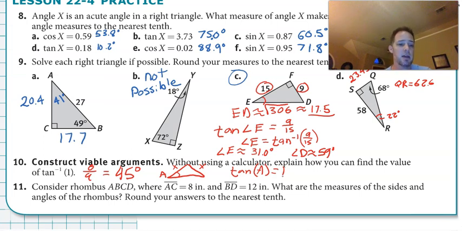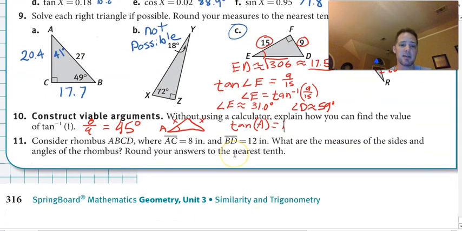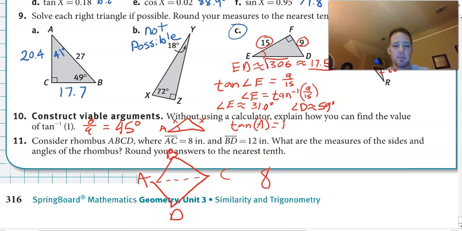All right. Number 11 says consider a rhombus ABCD where AC equals 8. So ABCD, AC equals 8. BD equals 12.